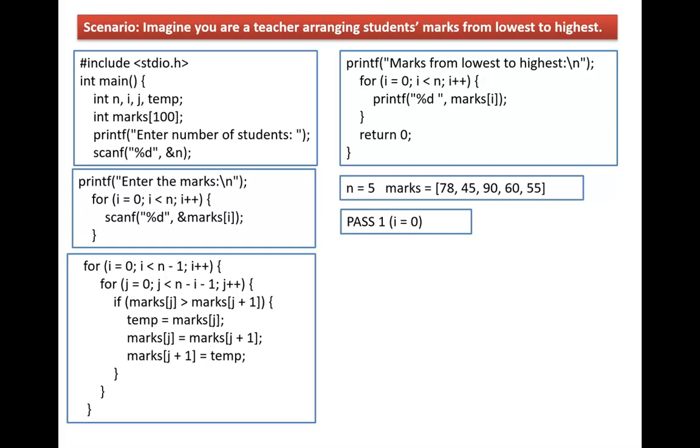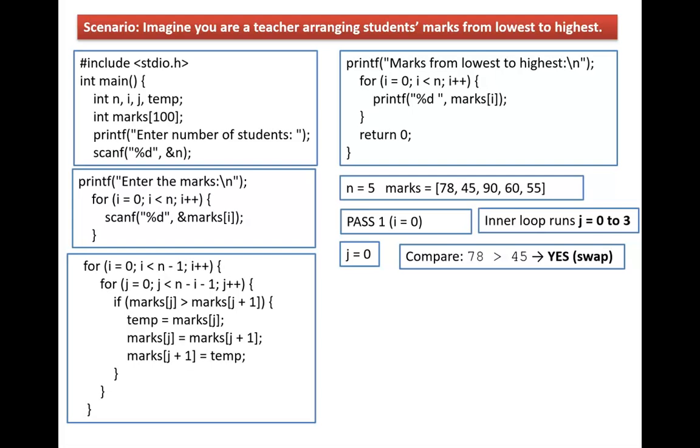Yes, 0 is less than 4. So the inner loop runs. The inner loop runs for j equal to 0 to 3, since j is less than n minus i minus 1. So j equal to 0, I compare 78 and 45. I check whether 78 is greater than 45. Yes, it is greater. So I swap.